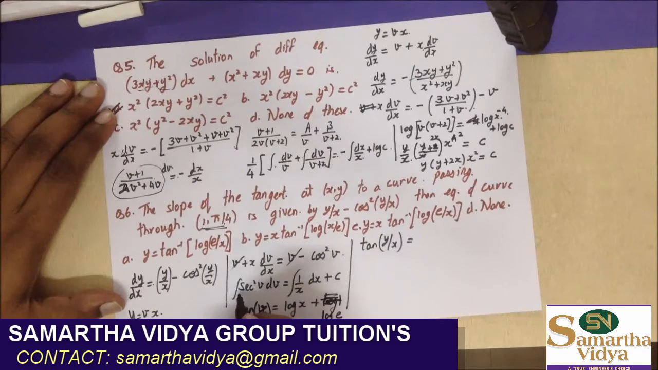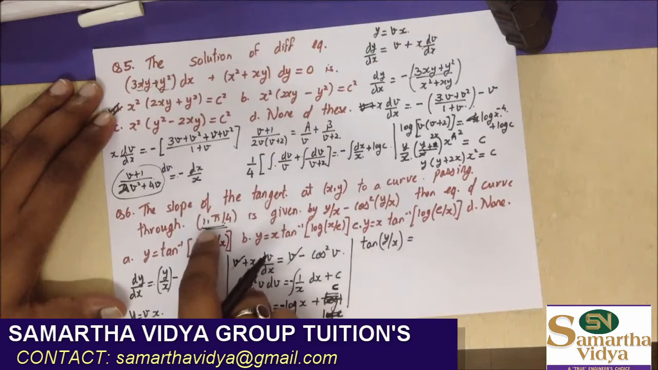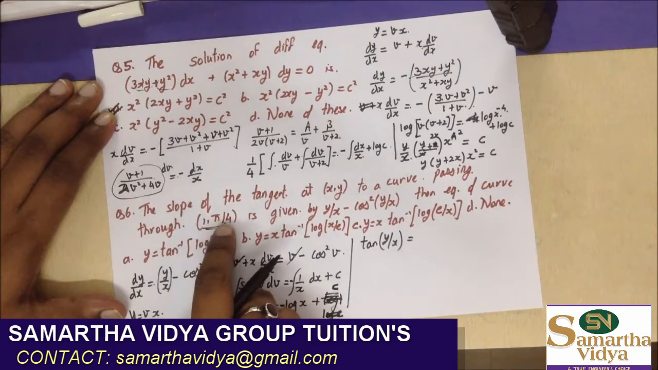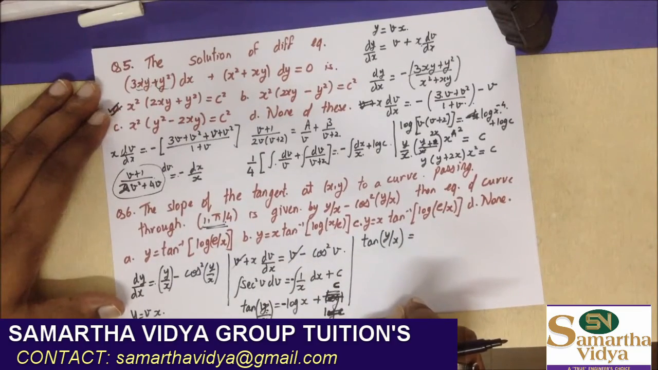So I'll be having the integration of sec square v dv equals minus 1 by x dx. So I know that the integration of sec square is tan v, and v is nothing but y by x. After that this becomes minus log x, and we have a plus c over here. Now since they have given the value that is 1 comma pi by 4, that means they are asking you a particular solution for this equation.